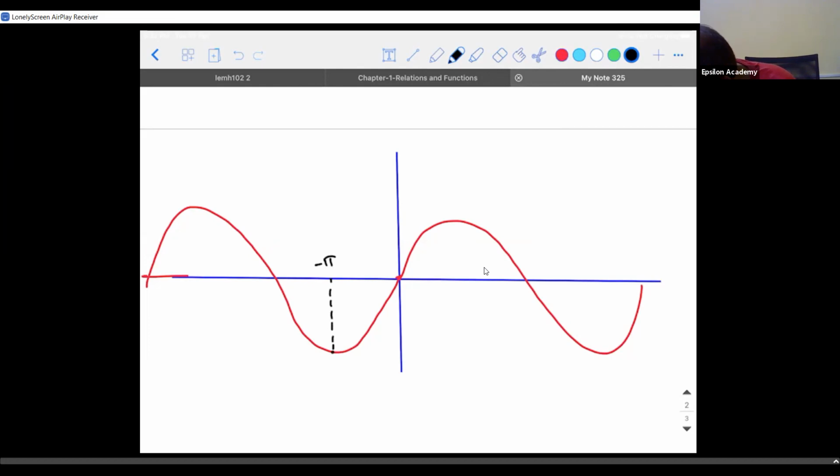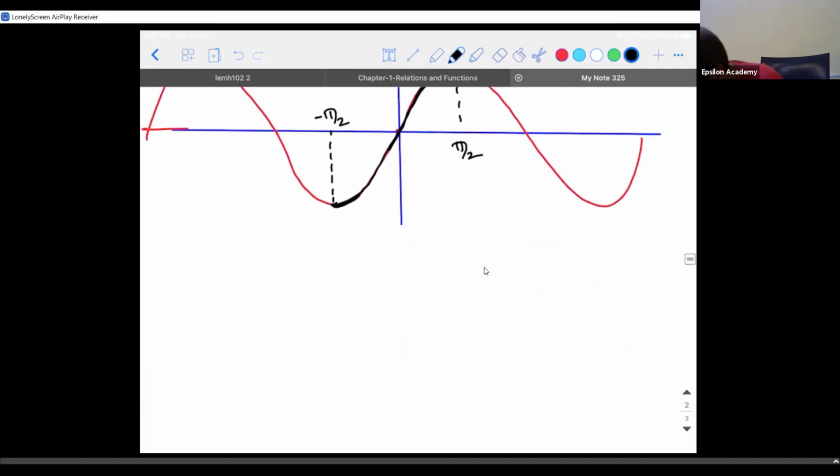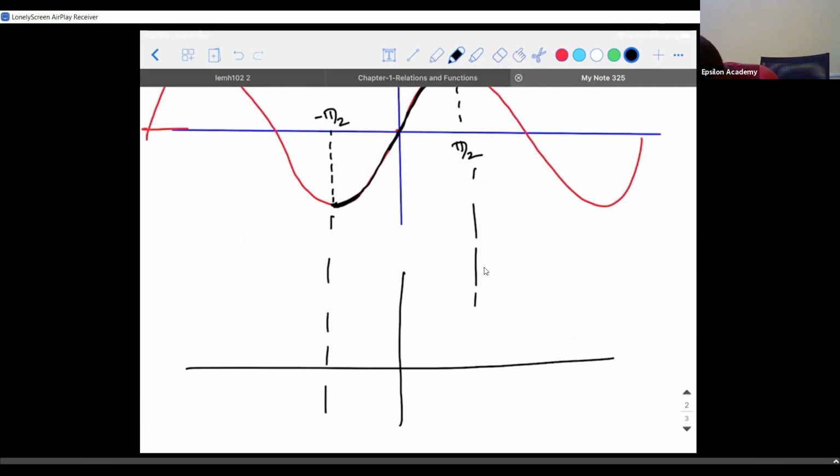This value is minus pi by 2. This value is plus pi by 2. So if I take this graph alone and draw it again, now this is a part of y is equal to sin x. It is still a part of y is equal to sin x. But what is the only change that we have done here?